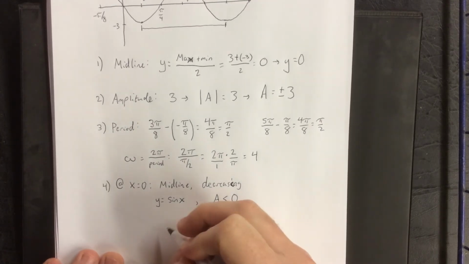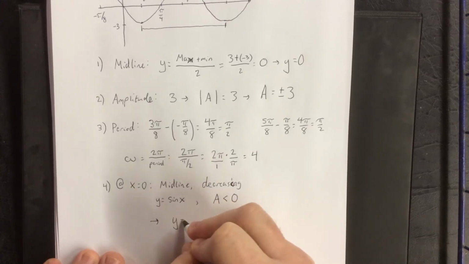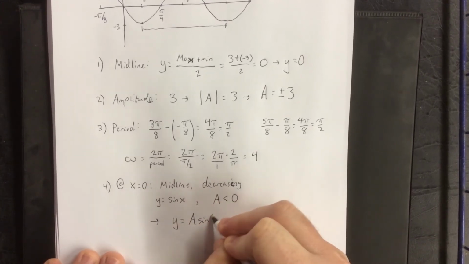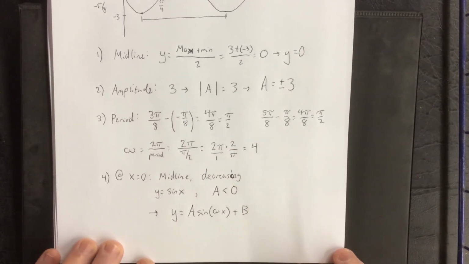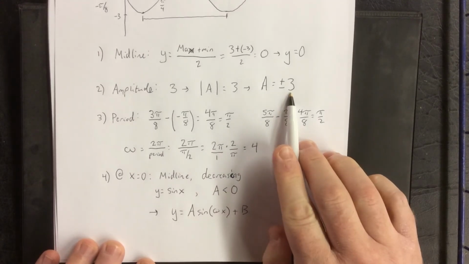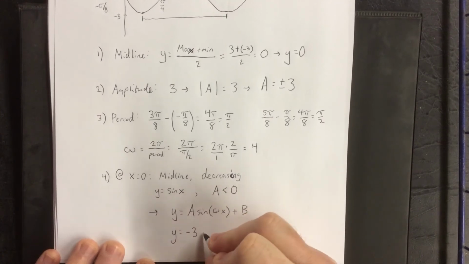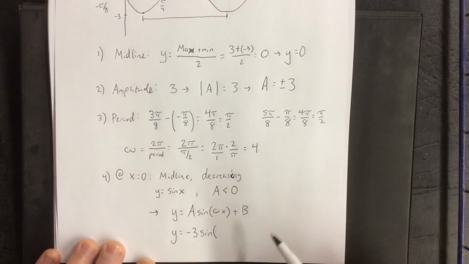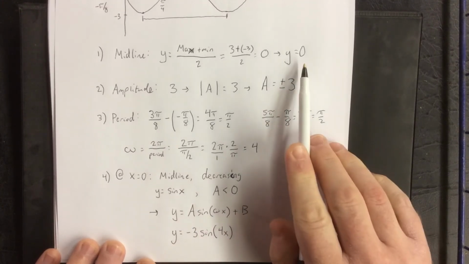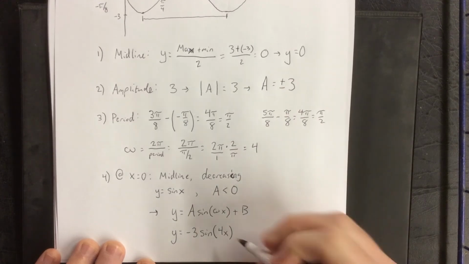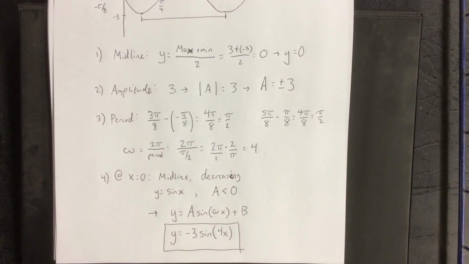Now with the mother function of y equals the sine of x, that means that our transformed function will be y equals A times the sine of omega x plus b. We said that A will be either plus or minus 3. We also determined that A will be negative. So y equals negative 3 times the sine of, we calculated omega to be 4, and the midline was y equals 0, letting us know that b is 0. Final answer for this one, y equals negative 3 times the sine of 4x.